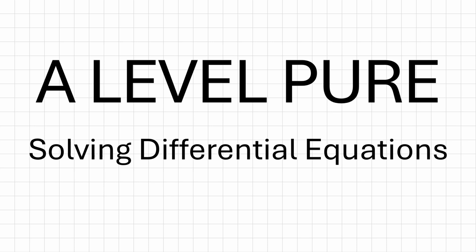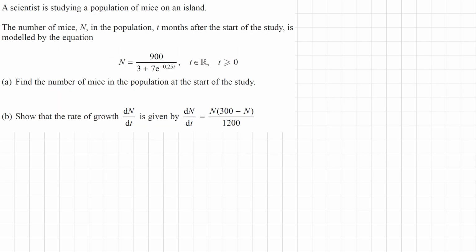This is an A-level pure question on solving differential equations. A scientist is studying a population of mice on an island. The number of mice, n, in the population t months after the start of the study is modelled by the equation n is equal to 900 over 3 plus 7e to the power negative 2.5t, where t is a real number and it's also greater than or equal to 0.